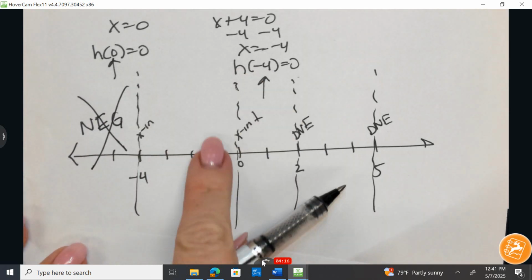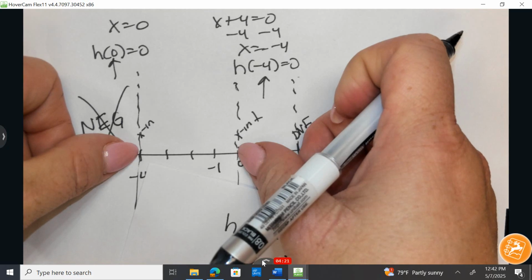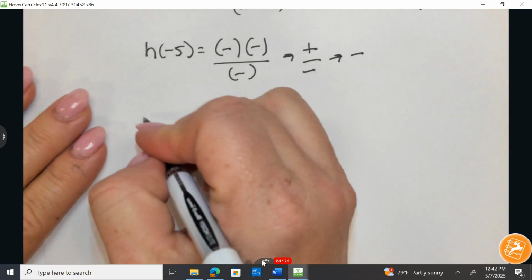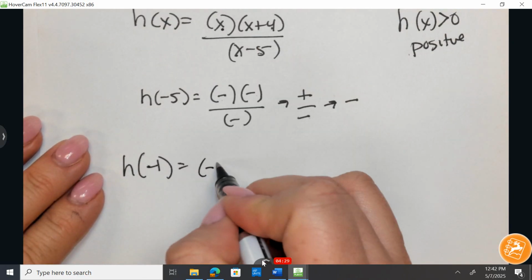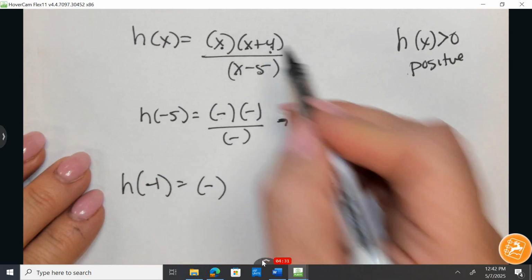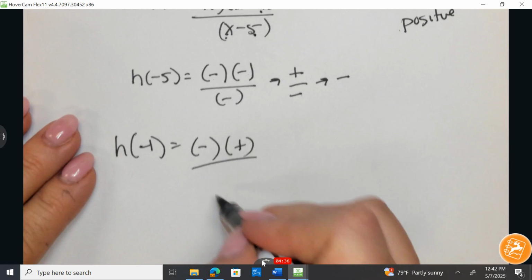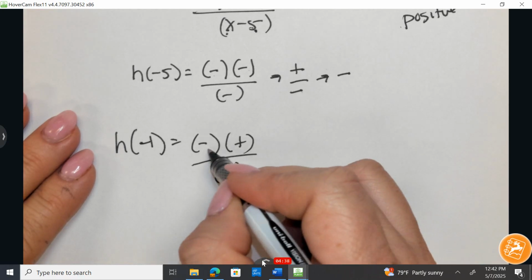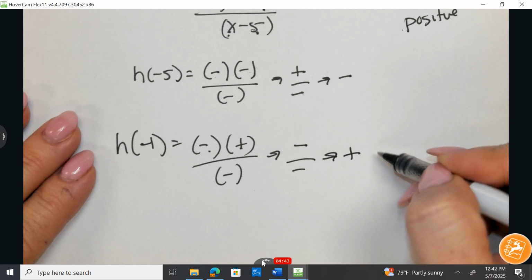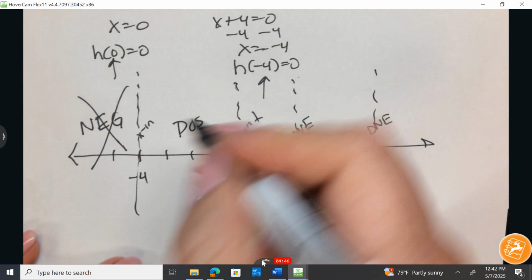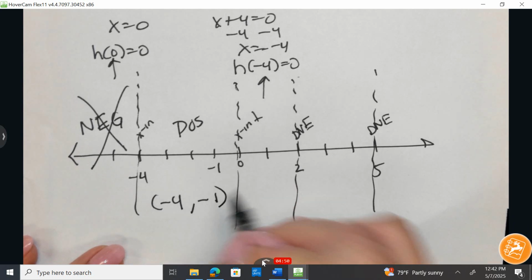I'm going to choose one value in the next interval. Let's make it as simple as possible, so it's between negative 4 and 0. It can't be those endpoints. Let's try negative 1. So this would be a negative. Now negative 1 plus 4 would be a positive 3. Negative 1 minus 5 would be a negative 6. Negative times positive is a negative. A negative divided by a negative is a positive. That's perfect. So this is positive. I know that one range will be negative 4 up to 0.